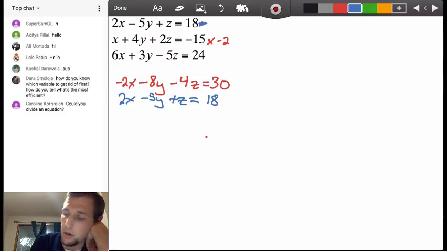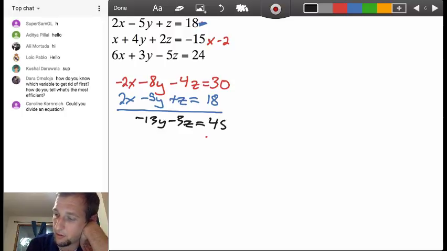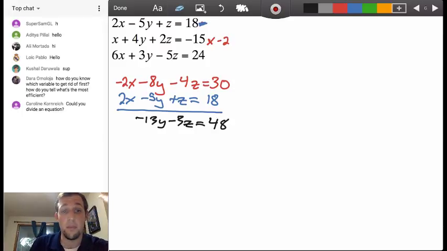Add these together, and I guess I'll put that result in black. I get negative 13y minus 3z equals 48. Here's hoping I did it right, but I'm trying to be careful. So that was one elimination. That's the work you do in a normal elimination problem to get rid of the first variable.